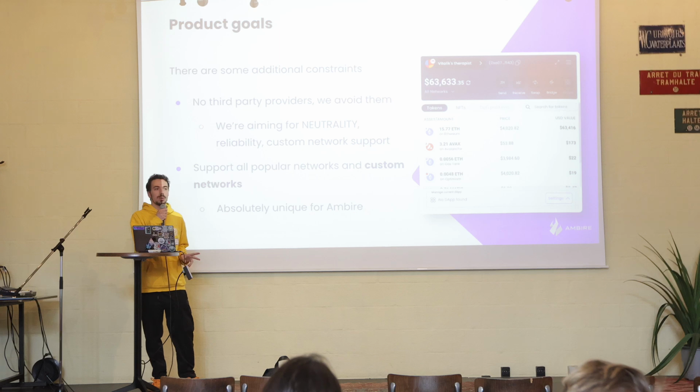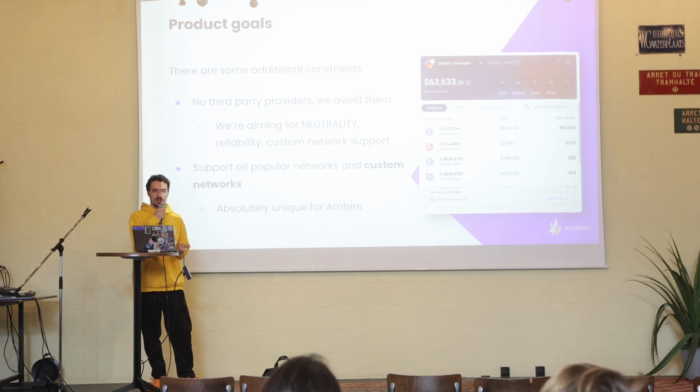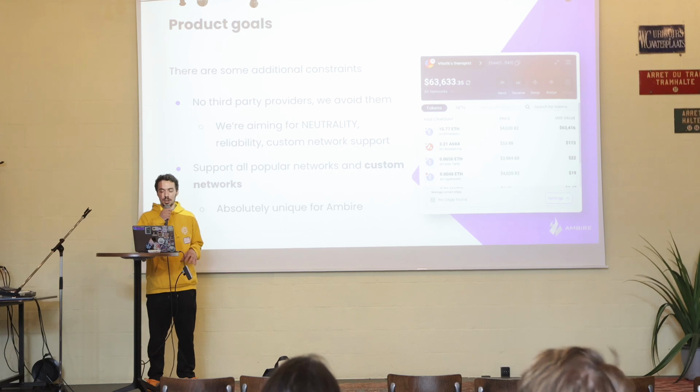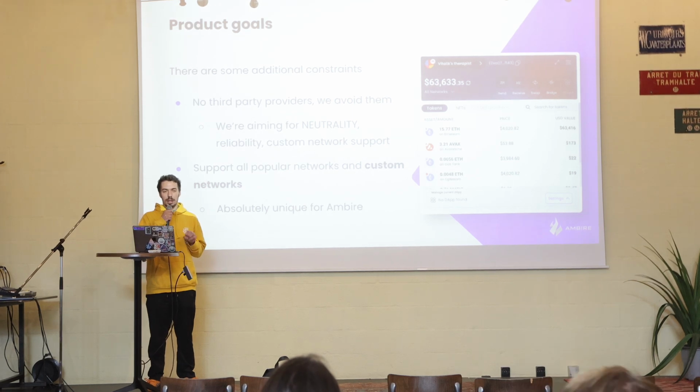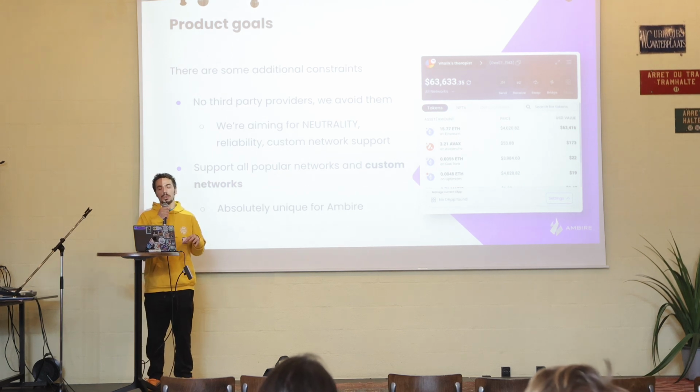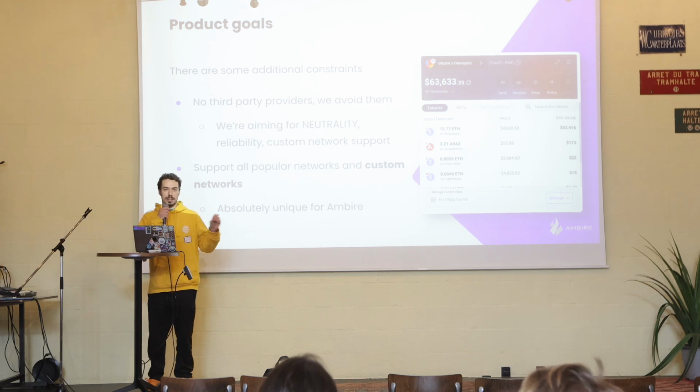But we also have some additional constraints. What are the additional constraints? So first of all, we really avoid third-party providers, which is not fantastic for everyone in the room who's building infrastructure. Sorry, guys. But the reason for this is that we're aiming for neutrality, reliability, and most importantly, keeping the decentralization. Because when you think about it, it's really controversial, but when you take any wallet, you take Rabby, you take, well, MetaMask not so much, but if you take any wallet and remove every single third-party provider, other than the RPC, you're going to end up with a wallet that doesn't work, right?